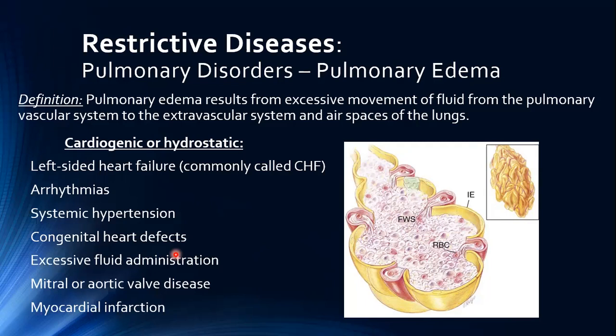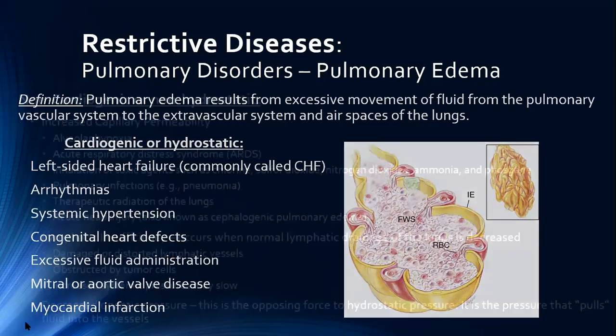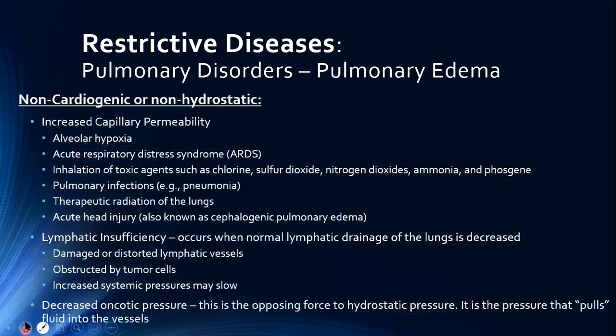So those systemic problems are called cardiogenic or hydrostatic pulmonary edema. And then finally, a heart attack. If you had a heart attack, that can cause pulmonary edema. But what about if it's not a heart problem? How do I get pulmonary edema if it's not a heart problem? This will be known as non-cardiac pulmonary edema.